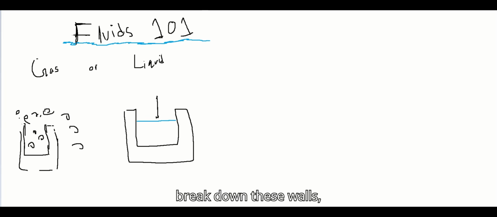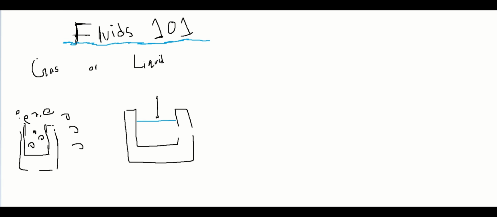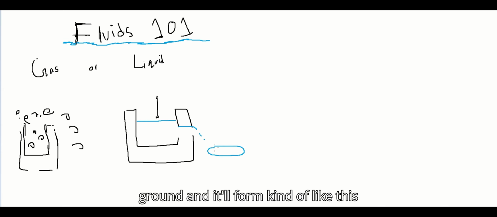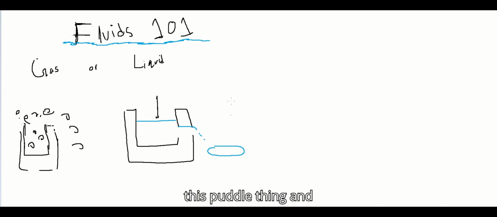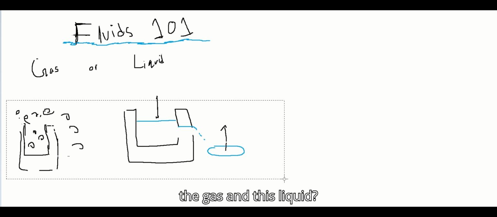So when I break down these walls, part of this liquid is going to pour out through here, right? And that liquid is going to go on the ground, and it'll form a puddle, and it'll have a free surface. Now, what other behaviors differentiate the gas and the liquid?